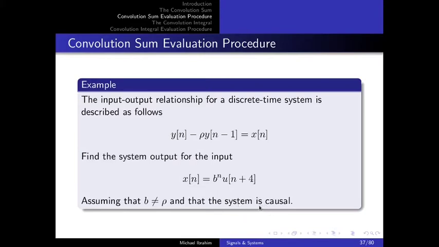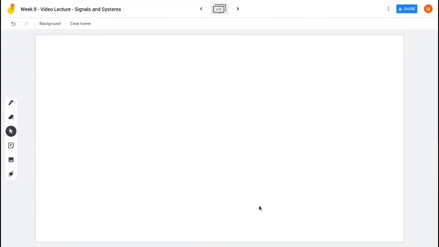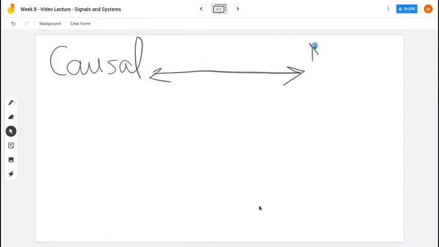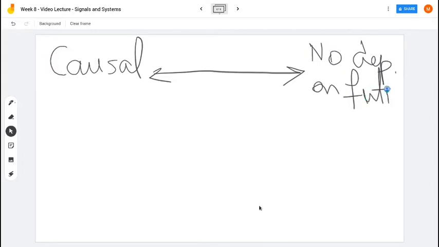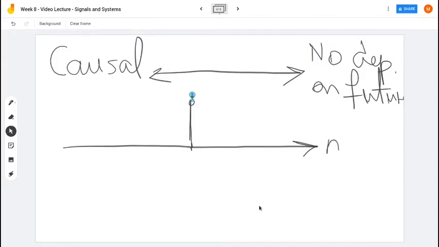What does it imply? Going to our whiteboard, if you remember, when we describe a system to be causal, it means simply that there is no dependence on the future. Causality simply means no dependence on the future. So this simply means that if we have an LTI system, the impulse response is basically the response of the system to an impulse applied at the input.